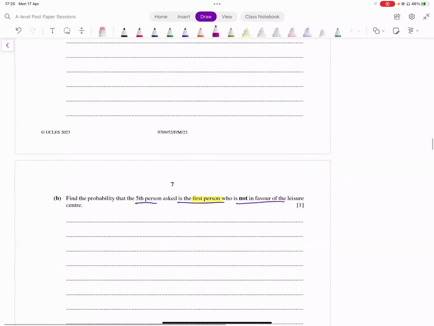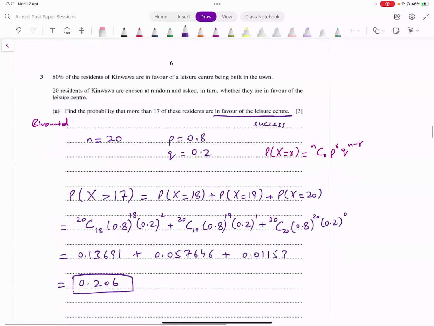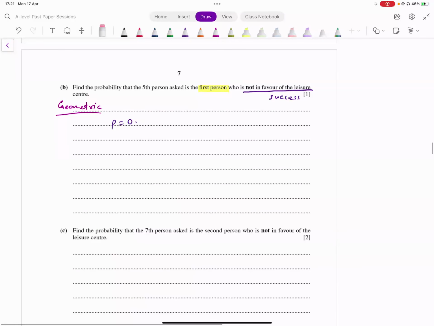Now this is a geometric distribution because you're looking for the probability of having this first success in a particular outcome. इसमें total number आपको पता होना जरूरी नहीं होता, लेकिन यहाँ पे success देखें कैसे defined है. आपने क्या find करना है? Not in favor of the leisure center. इसमें this is how success is defined. Okay, a person not being in favor of the leisure center, that is success. So that means in this case, the probability of success would be 0.2 because इसने कहा था 80% are in favor. Not in favor कितने होंगे? 20%. So probability for that is 0.2 here, and probability of failure is 0.8.